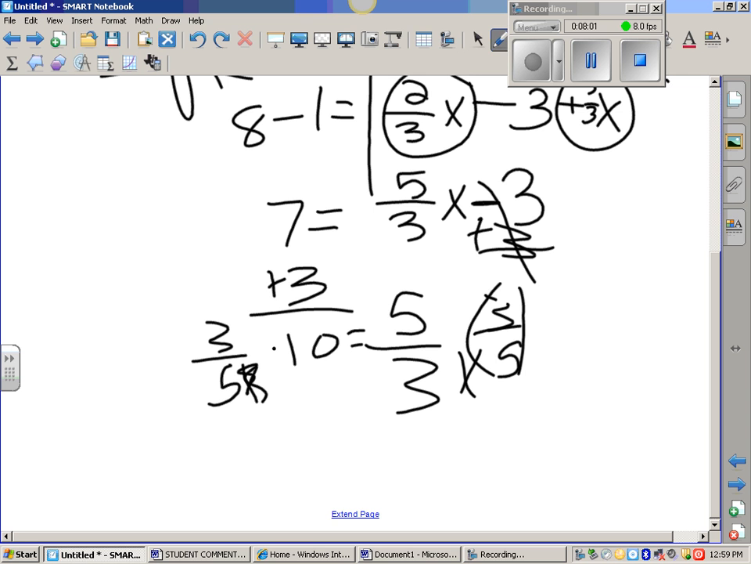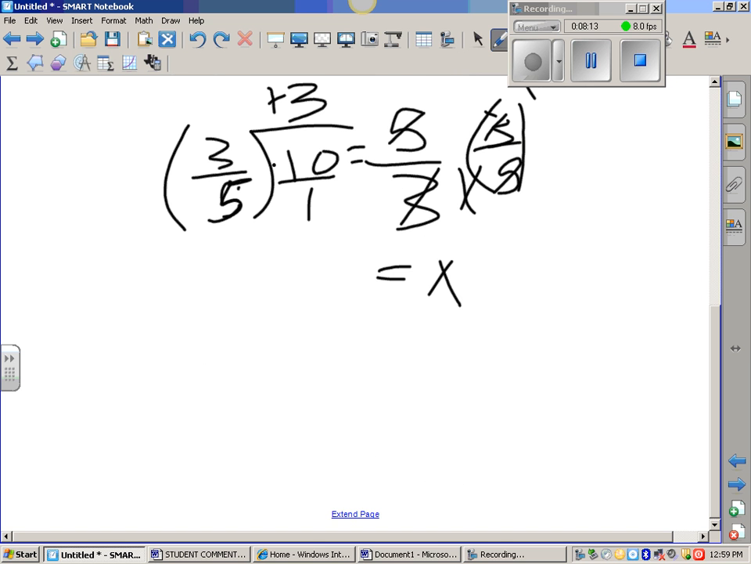Oh, whoops. No, it's okay. The x stays. Hold on. The x stays there. Nice job. Gonna go slow. Put the 10 over 1. The 3's cancel out. The 5's cancel out. So now all we have left to do is 3/5 times 10 over 1. What do you get? You've got 3/5.